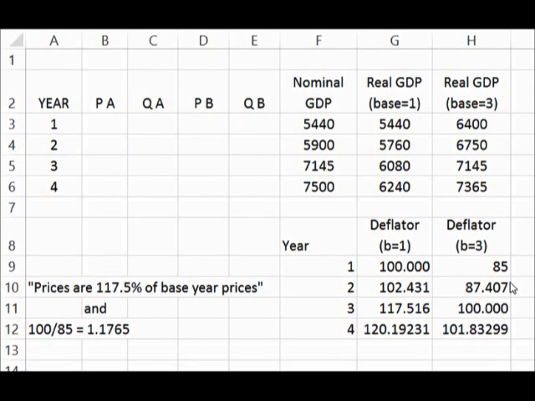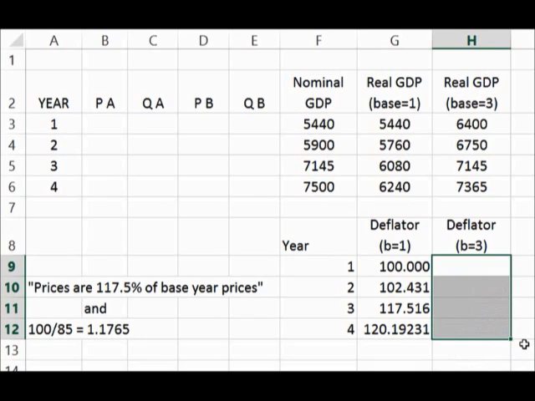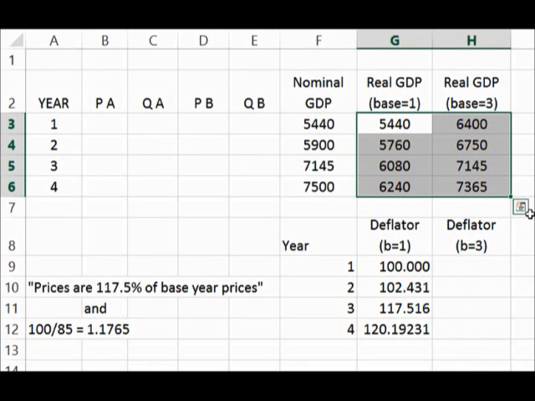Now, as a more complicated exercise, we can recalculate the price indices using year 3 as the base year. So suppose we don't know them, without knowing the information about the prices of the products and the quantities of the products, which means we shouldn't know the values of real GDP.